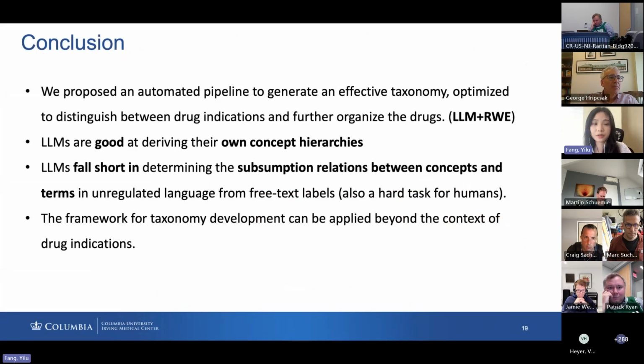So in summary, we proposed an automated pipeline that integrates large language models and real-world evidence to generate an effective taxonomy, which is optimized to distinguish between drug indications and organize drugs. And based on our experiments, large language models work well in deriving their own concept hierarchies, but they fall short in determining the subsumption relations between LLM-generated concepts and terms in unregulated language from free text labels. And this is also a hard task for humans. And we provide a framework for taxonomy learning that can be applied beyond the context of drug indications.